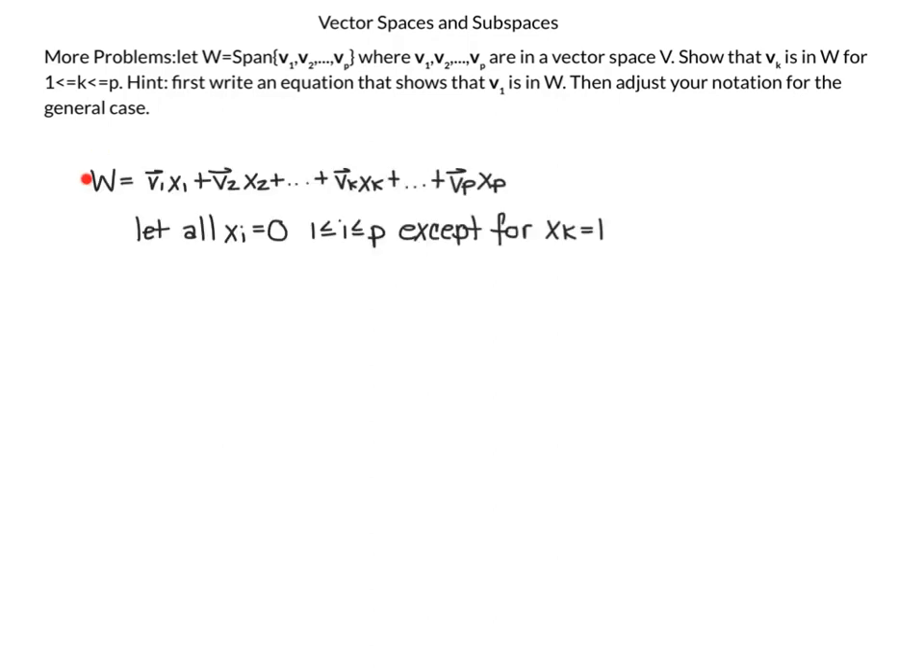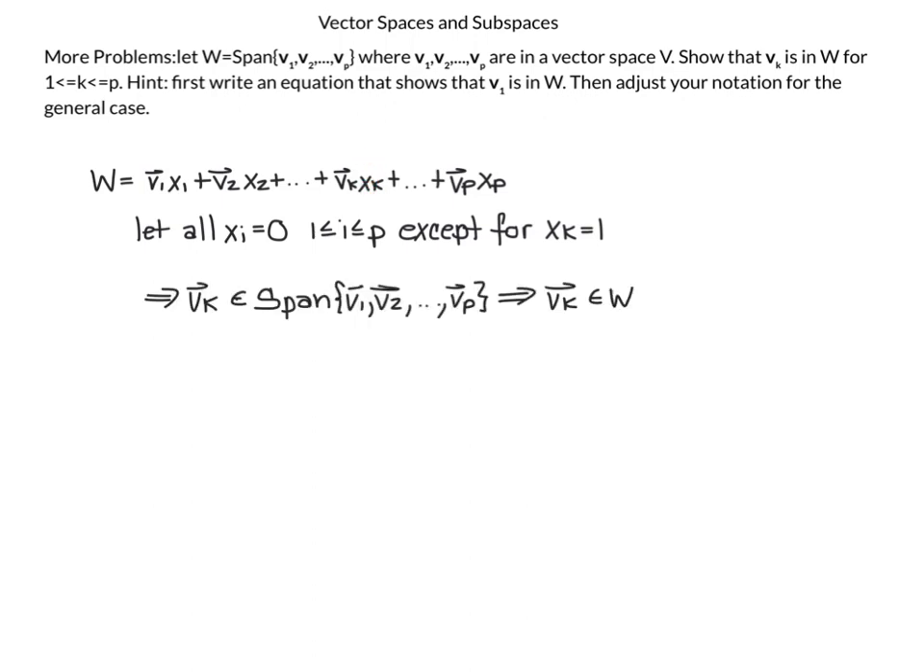So first I wrote W. Since it's equal to the span of these p vectors, I wrote this as a linear combination of the p vectors. So I have v1, v2, up to, and I included vk somewhere in here, and then I have vp, right? So now I'm going to say let all x sub i equal 0 except for x sub k, which is my coefficient in front of vk, I'm going to let that equal 1.